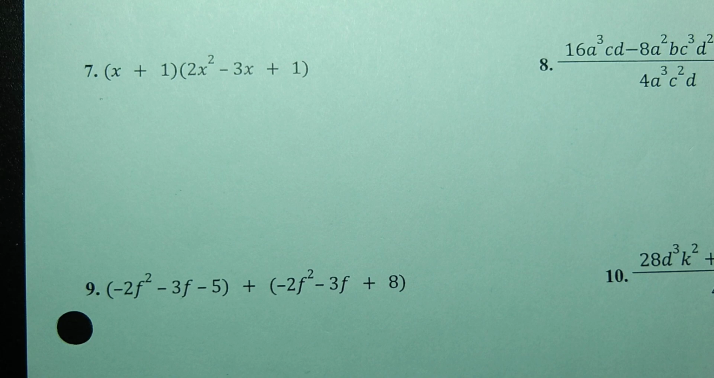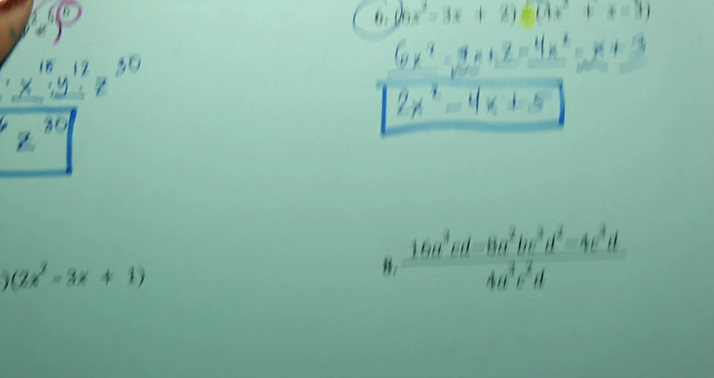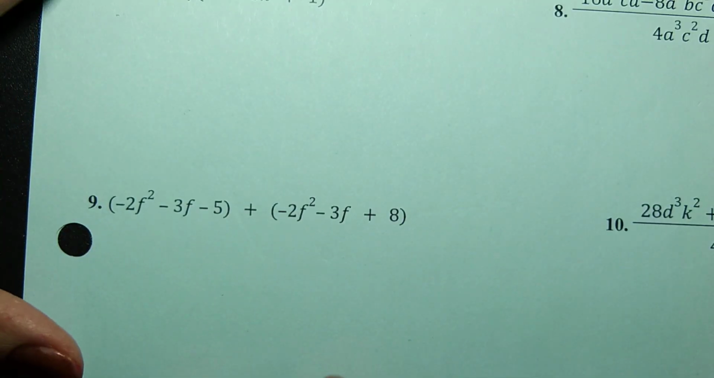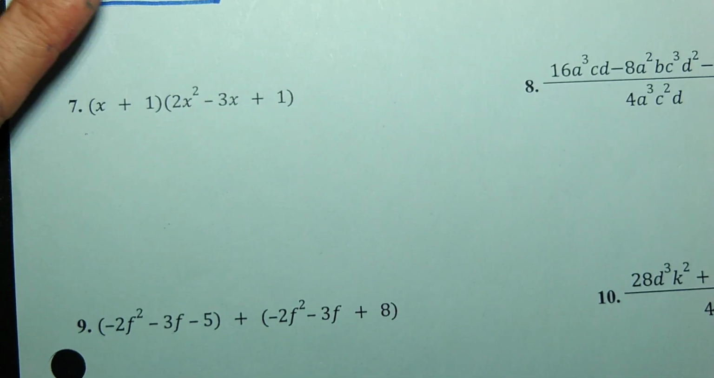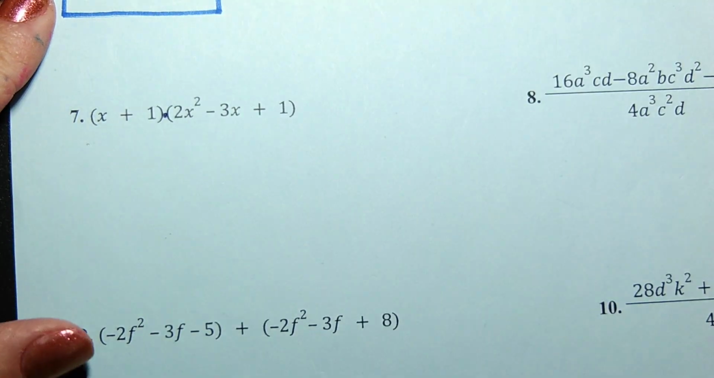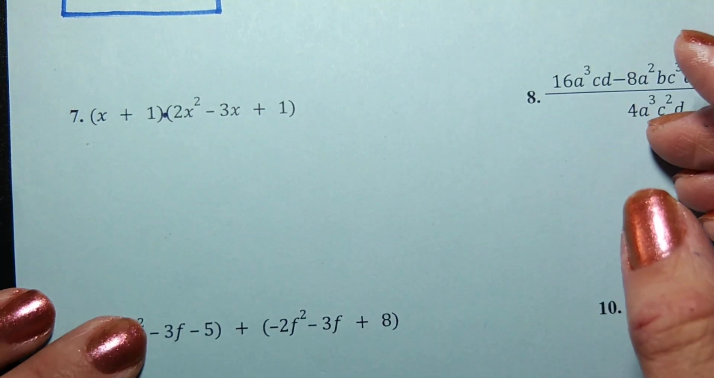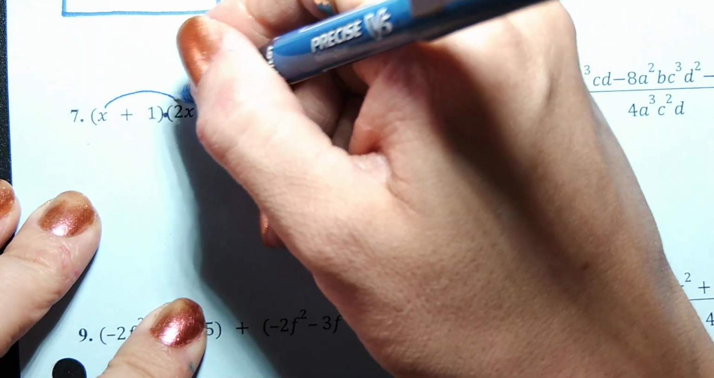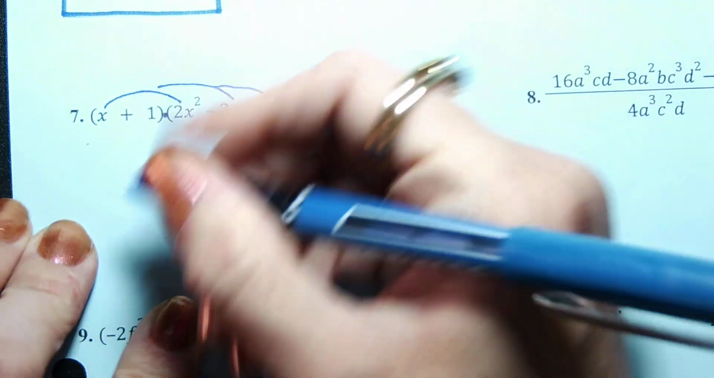All right, folks, so we had just finished up number 6, which is distributing the negative and then combining our like terms. Now on number 7, what is our operation? We are multiplying between those two parentheses. When there's no operation explicitly listed, that means multiplication. So we are going to distribute the x to everybody in that second parenthesis.